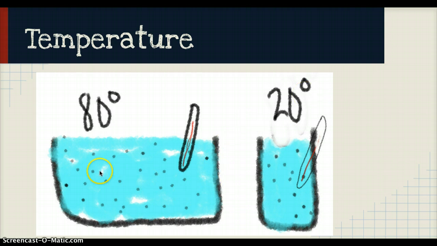So, as you can see, the temperature is when you measure the average amount. And there's going to be, out of all these molecules in the tub, the average is about 80 degrees, and out of all the molecules in the cup, the average is about 20 degrees.